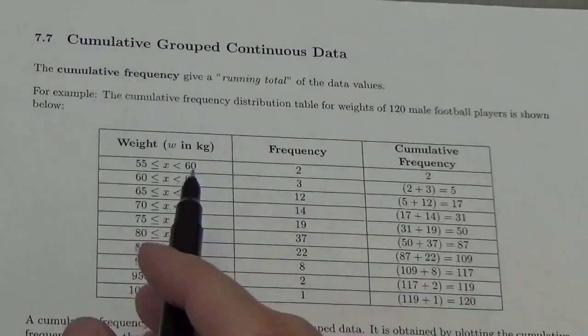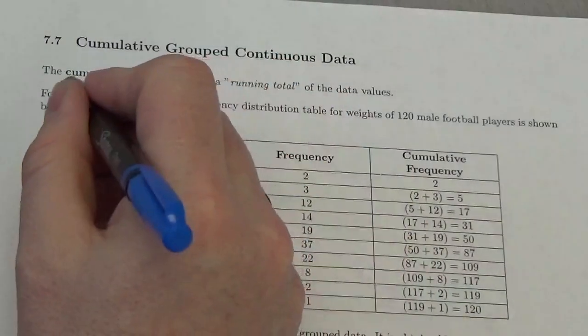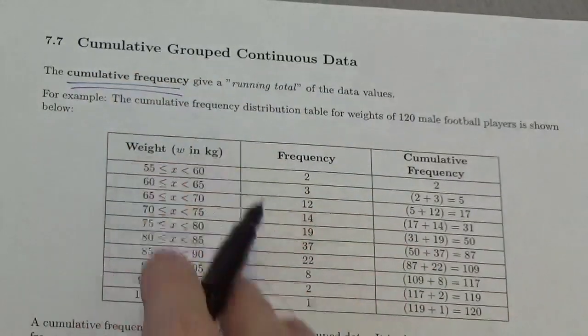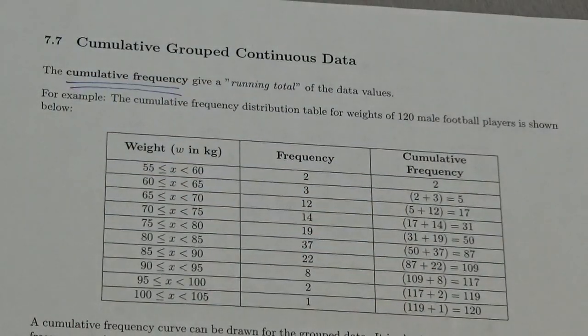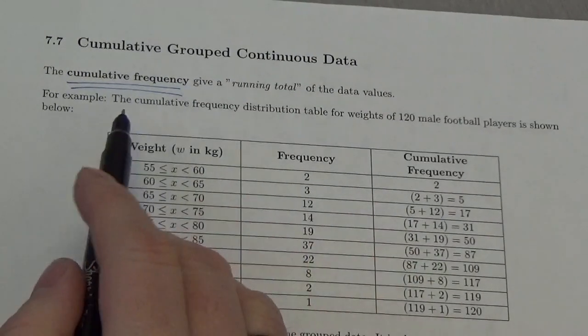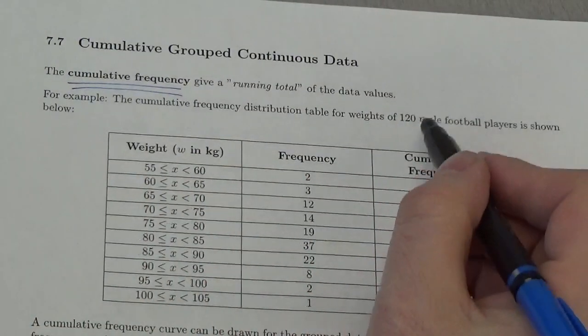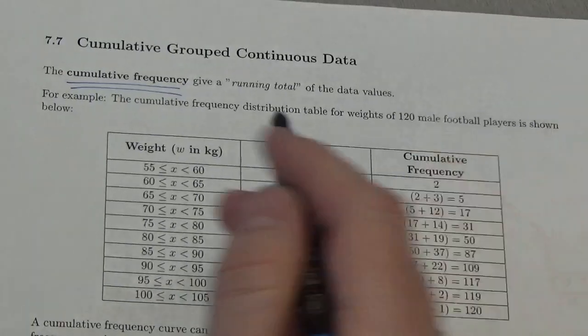Oh, it's a great name. So cumulative frequency is basically just a running total. That's all it is. Okay, we give it a fancy name, but that's all it is, a running total. So, for example, the cumulative frequency distribution table for the weights of 120 male football players is shown below.